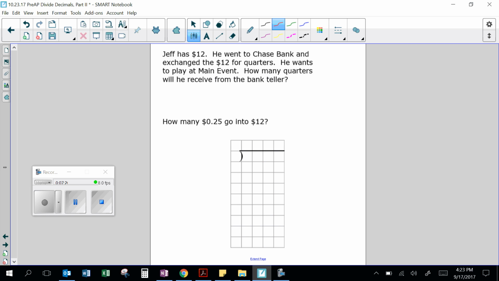Jeff has $12. He went to Chase Bank and exchanged the $12 for quarters. He wants to play at main event. How many quarters will he receive from the bank teller? So how many 25 cents go into $12? So this is a division.